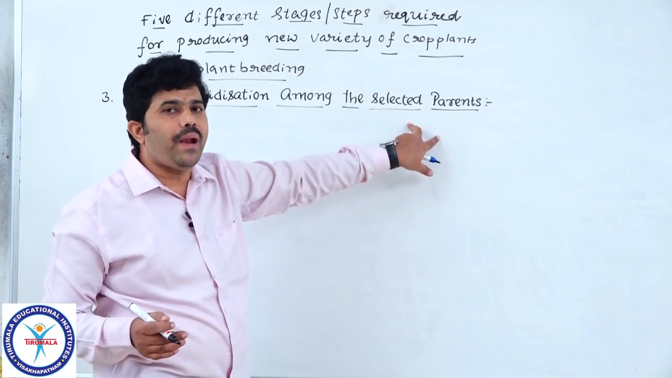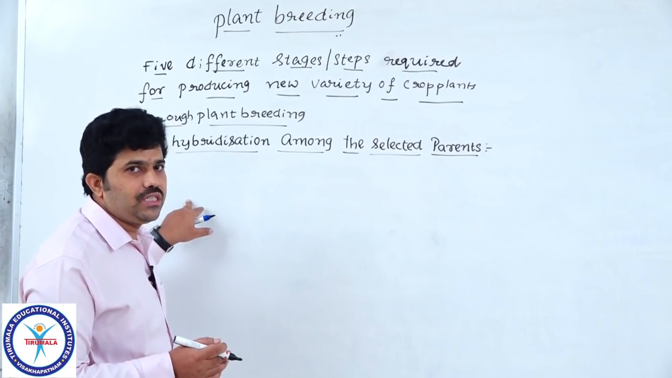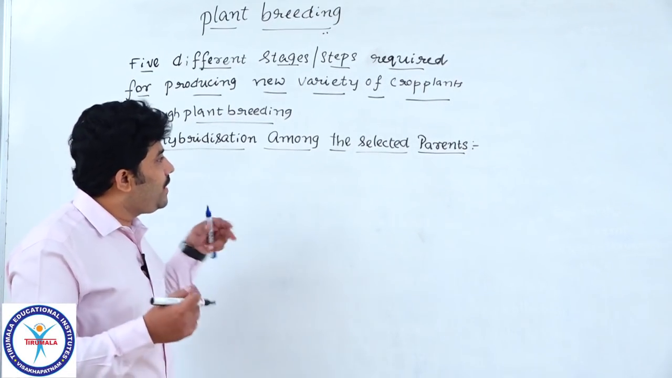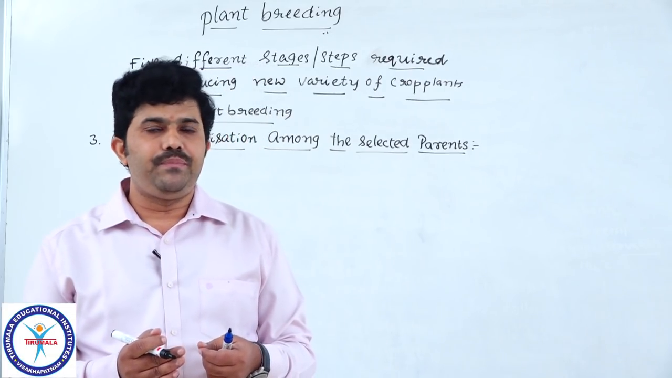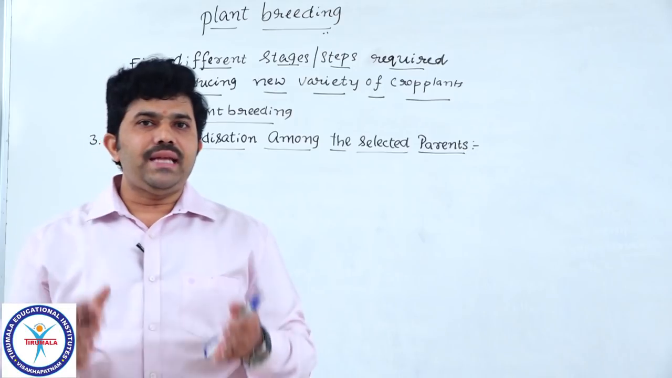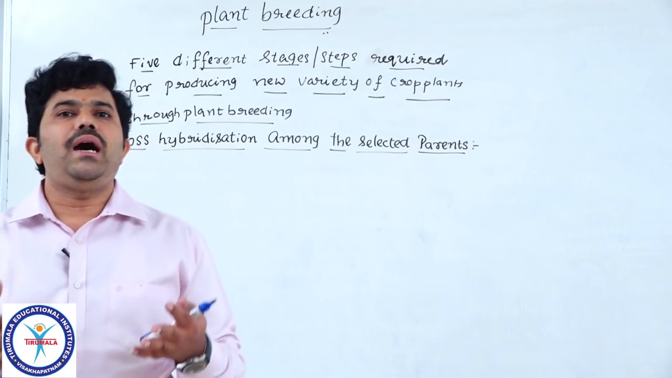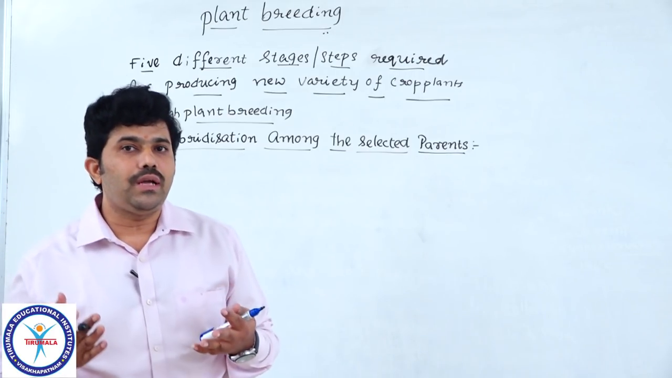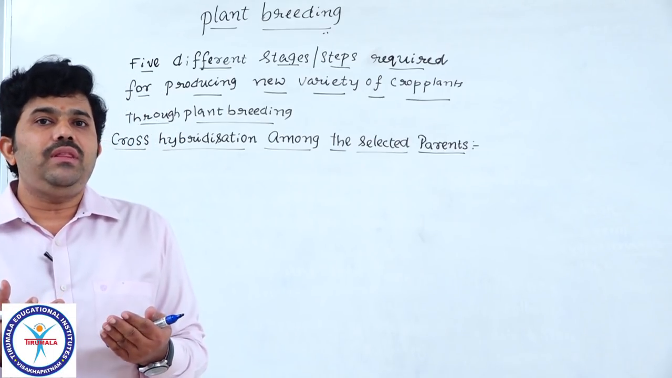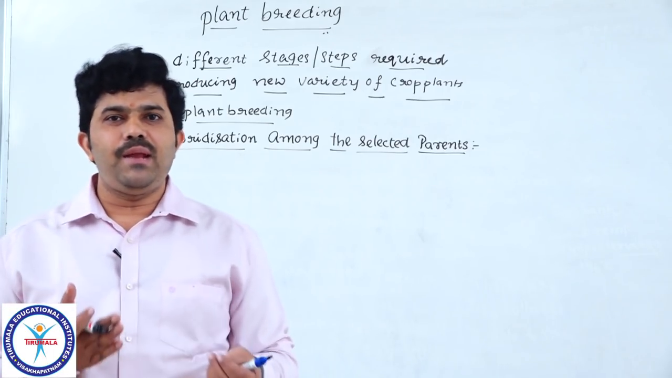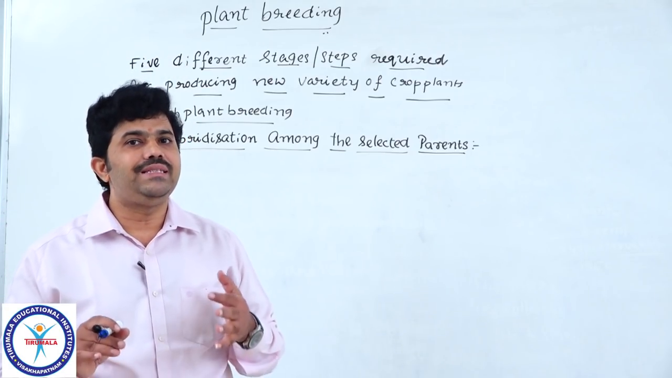Two different varieties of plants we selected as parents for conducting the process of cross hybridization. That's it. First we will discuss, later we will write a few lines as important points for this step. Here in the second step, we already selected some parental plants which are more suitable for conducting hybridization, for producing progeny with superior traits or desirable characters, isn't it right?